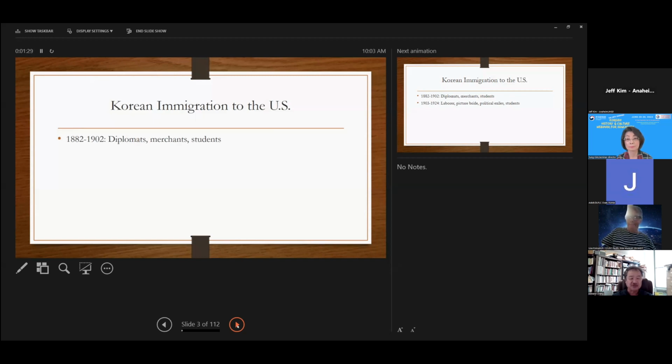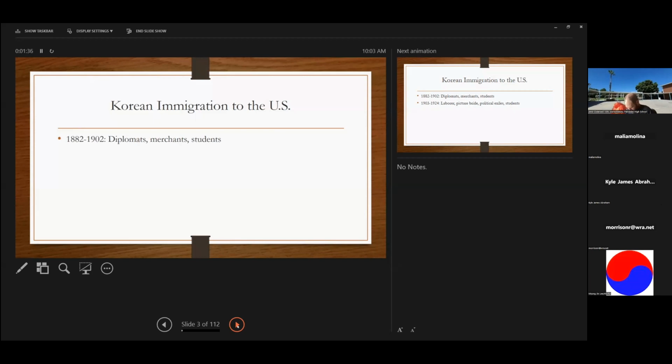Between 1882 and 1902, a small number of diplomats, approximately 200 or so ginseng merchants and students arrived. Between 1903 and 1924, a little less than 8,000 Korean immigrant laborers arrived in Hawaii as sugar plantation laborers. Approximately another 800 to 1,000 Korean women came as picture brides, and political exiles and students.